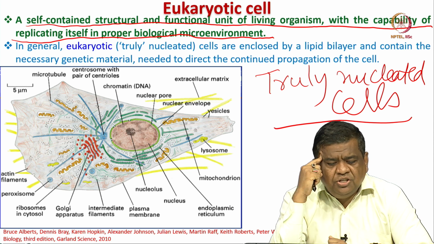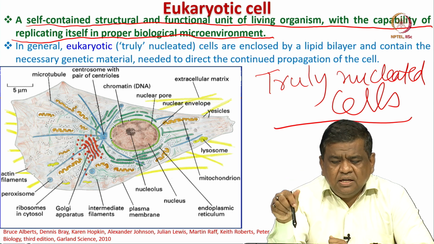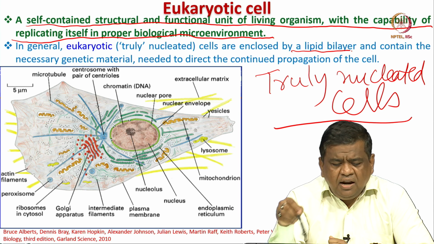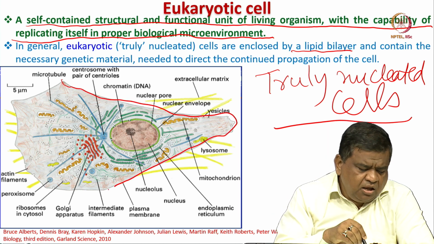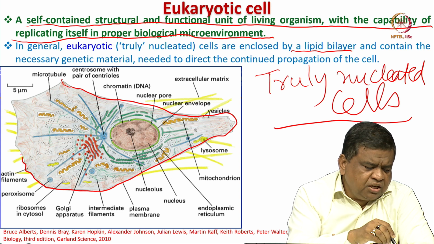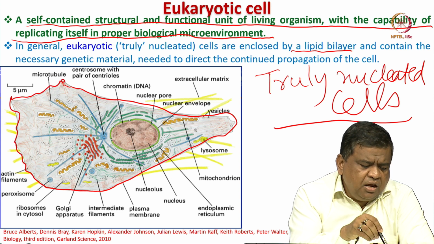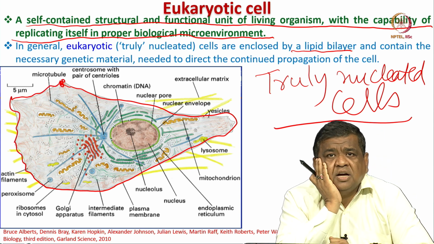In general, truly nucleated cells are enclosed by a lipid bilayer. This is the lipid bilayer, this is the cell membrane structure. The way the cell membrane structure has been shown, in reality it is much more complex if you view this cell membrane structure.